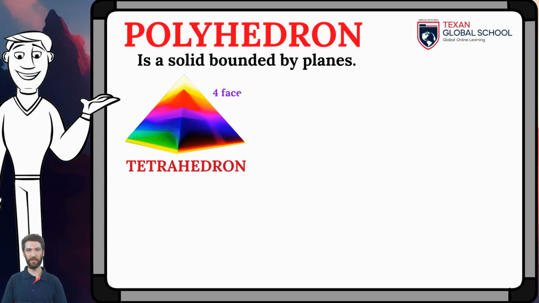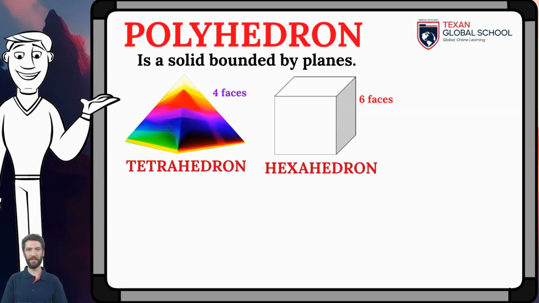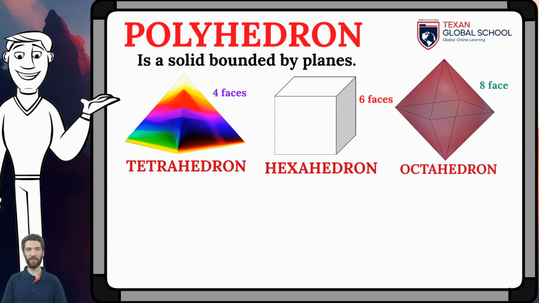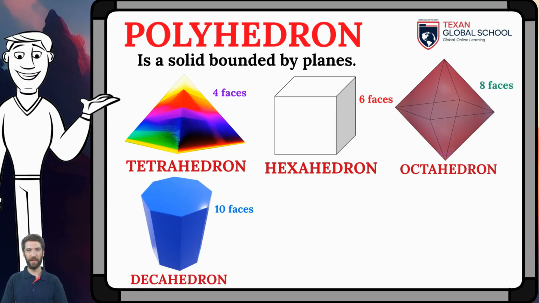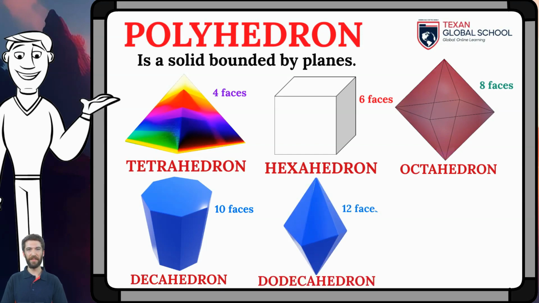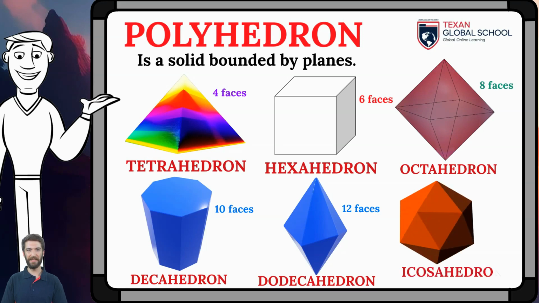First, tetrahedron, a polyhedron with 4 faces. Then hexahedron, a polyhedron that has 6 faces. Also, octahedron, a polyhedron with 8 faces. Decahedron, a polyhedron that has 10 faces. Another solid type is the dodecahedron, a polyhedron with 12 faces. And icosahedron, a polyhedron that has 20 faces.